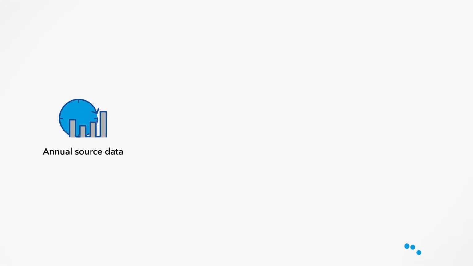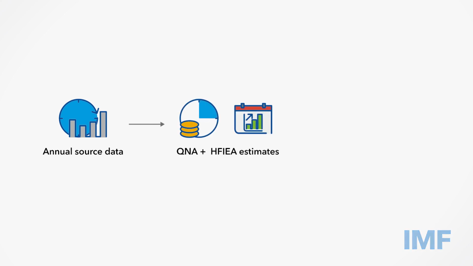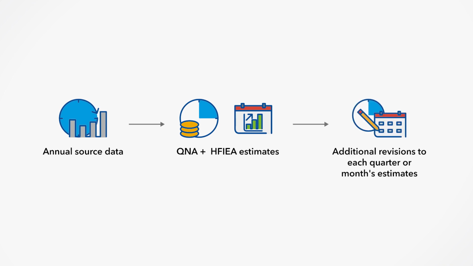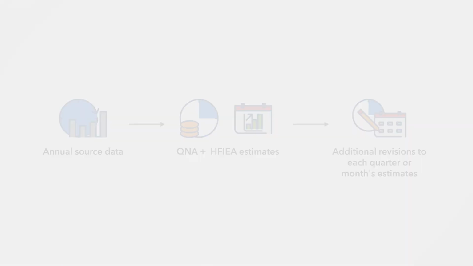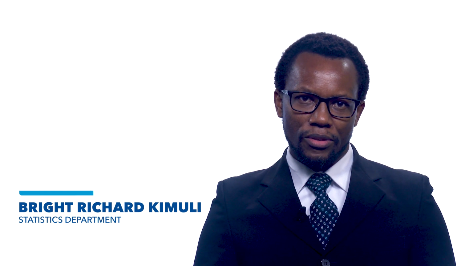The incorporation of annual source data in the compilation of quarterly national accounts, or QNA, and high-frequency indicators of economic activity, or HFIEA, generally leads to additional revisions to each quarter or month's estimates. This also applies to incorporation of annual national accounts, or ANA estimates, if the compilation system is separate from the QNA or HFIEA.